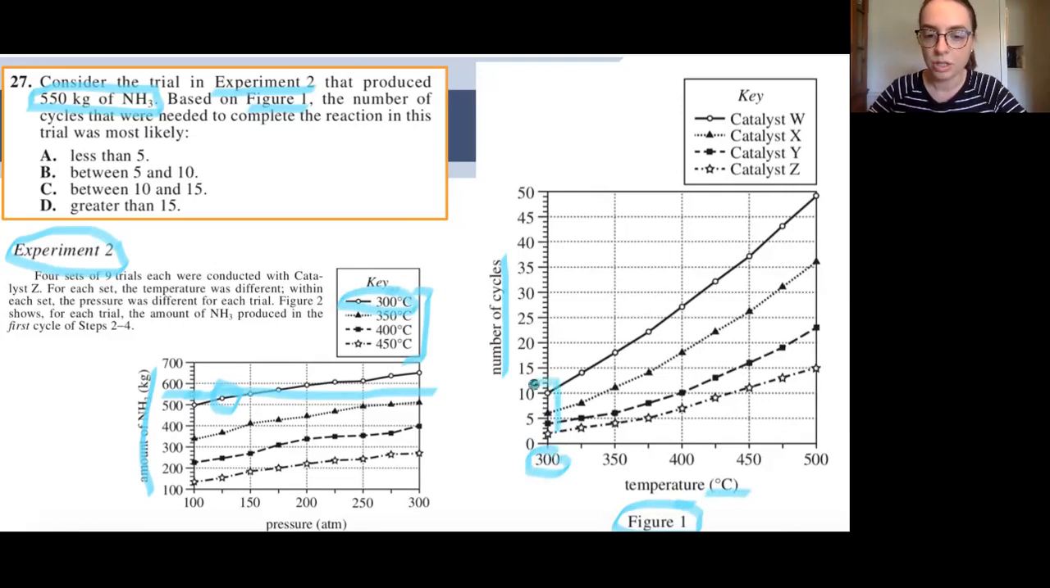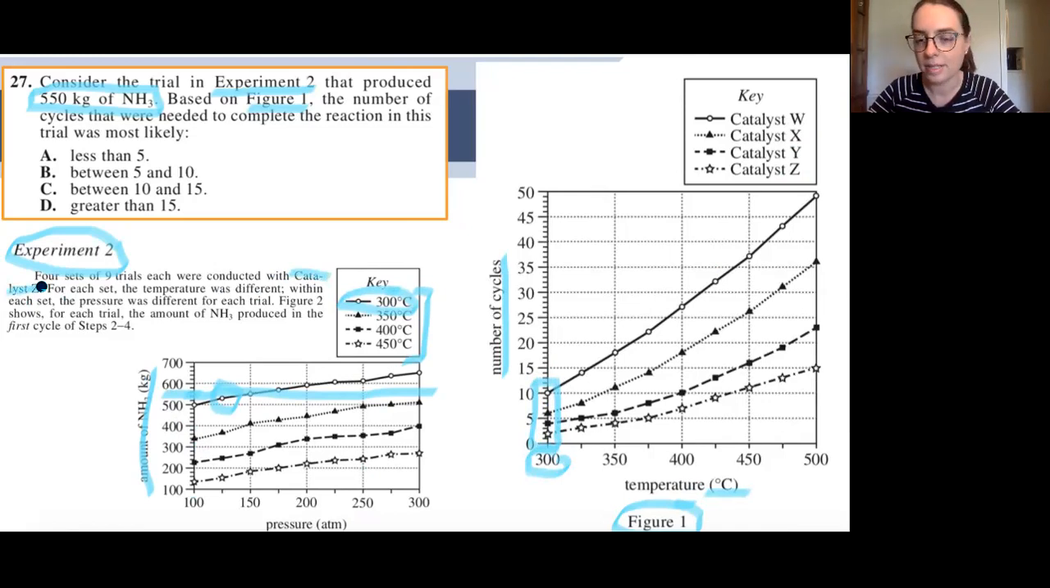Okay, I'm not sure which of these 4 dots it is. It doesn't tell me if I'm working with any of these catalysts. So I need to go back to the first graph to figure out which catalyst it is. There's nothing about catalyst WXYZ in this picture, so I'm going to have to look in the text. When I look in the text, I see this graph is about catalyst Z.